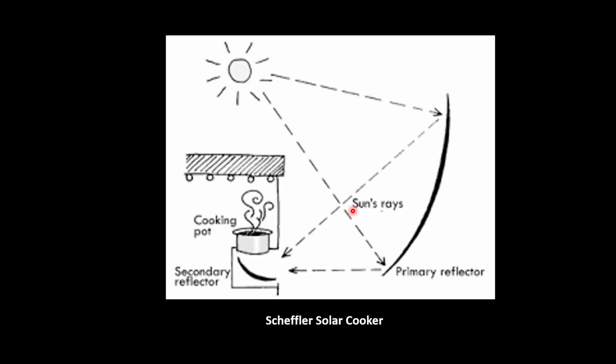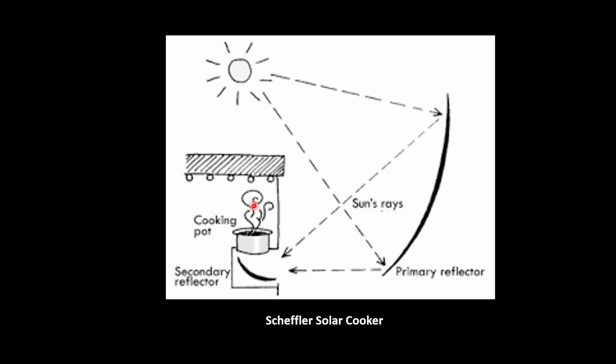A modification of this type is there in the market, which means the Scheffler type solar cooker. In this, we are using two reflectors so that we can cook inside a room. There will be a primary reflector which reflects the solar radiation to a secondary reflector, and that secondary reflector reflects the light back. It means the solar energy is concentrated on the vessel that is to be cooked, so that we can cook inside a room. We don't have to stand outside on an open surface.